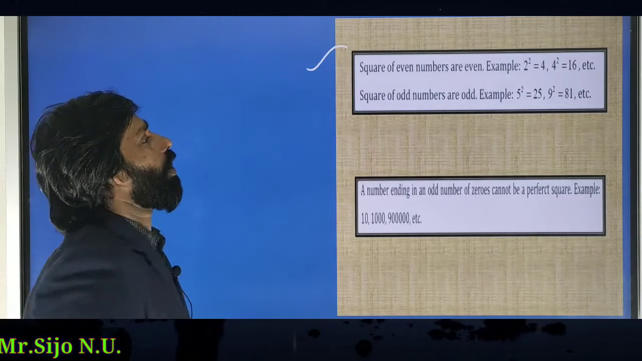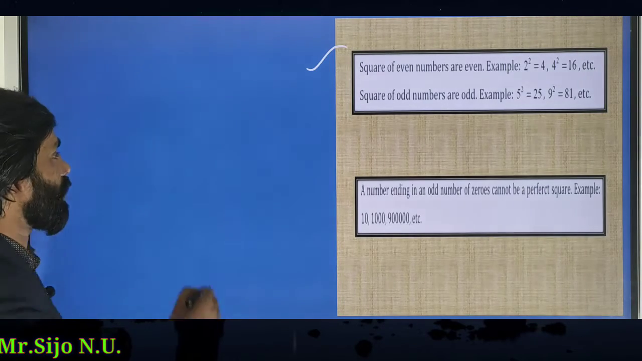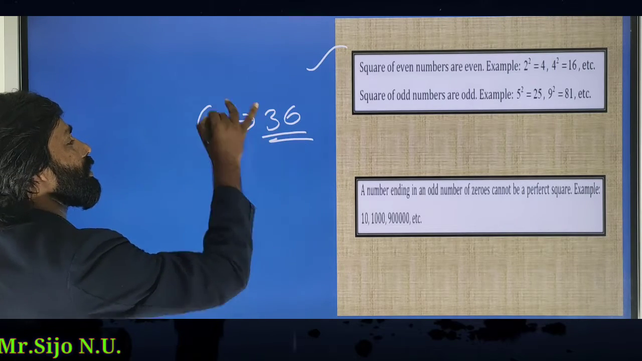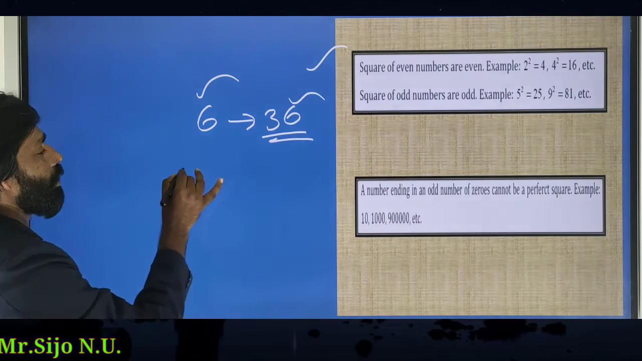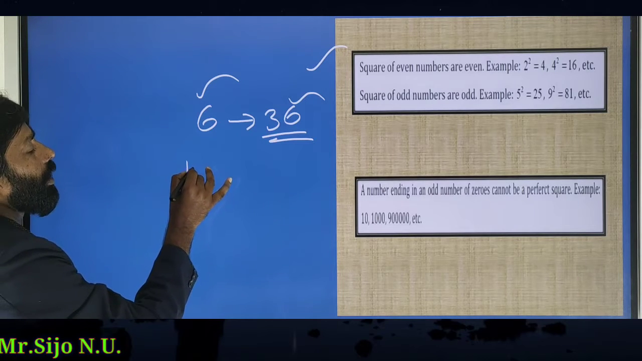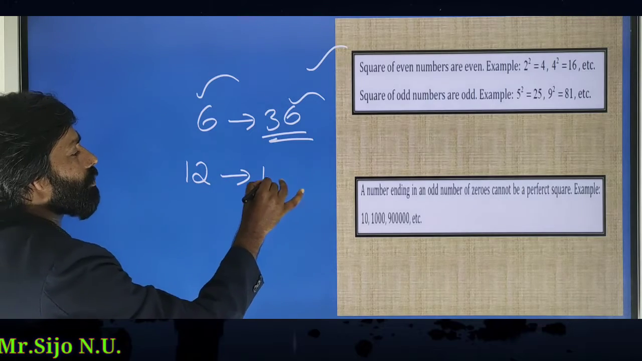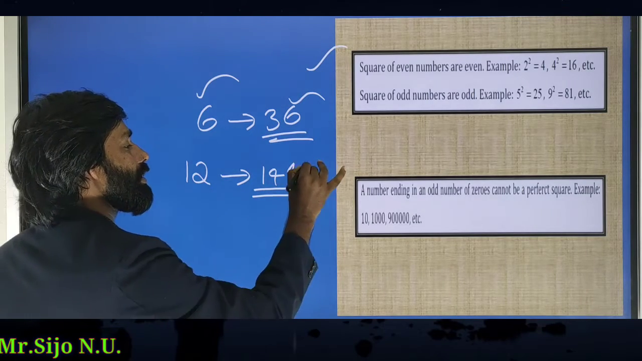The squares of even numbers are even numbers. When we consider any even number, its square should be an even number. See, 12 is an even number. What about its square? Yes, 144, you said it. Yes, it's an even number.